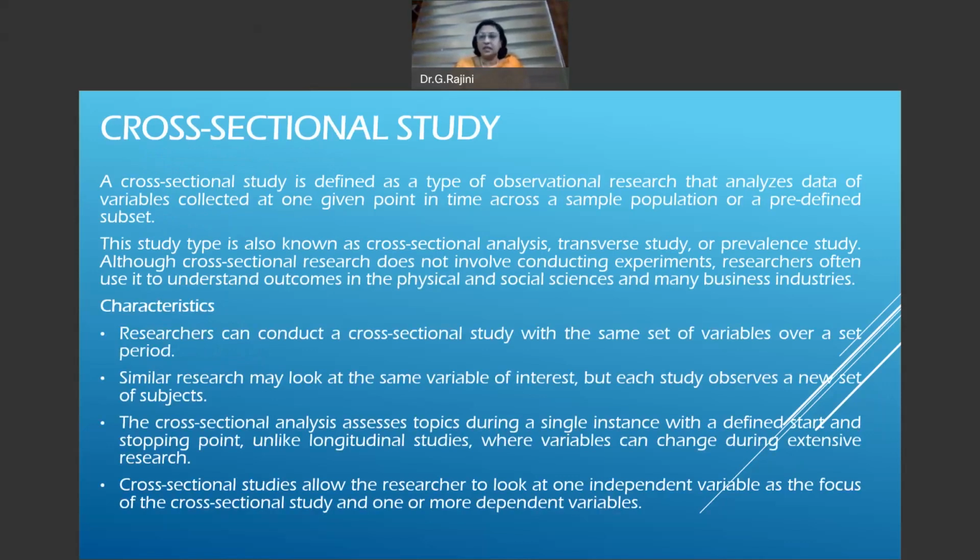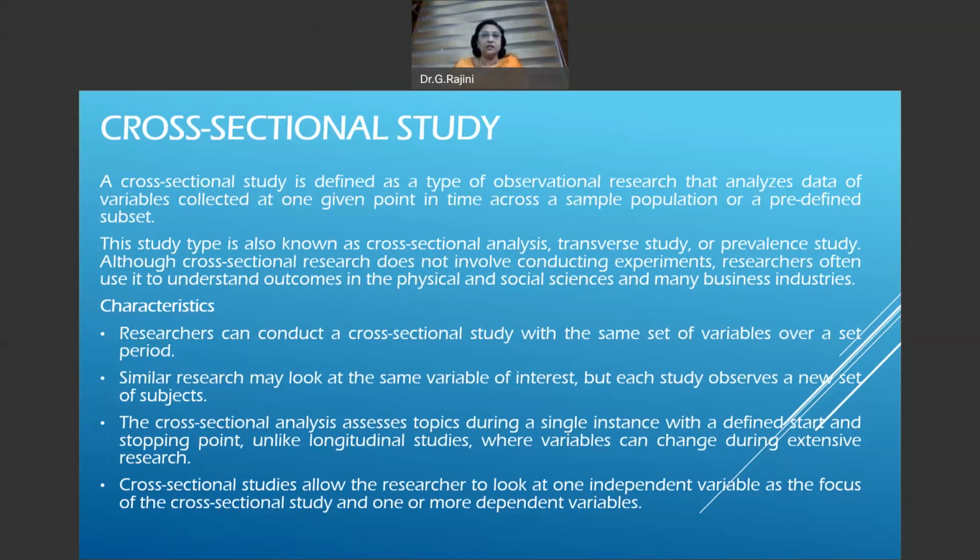Starting with the cross-sectional study, we will be looking into the merits, demerits, and the characteristics of the different types one by one. A cross-sectional study is defined as a type of observational research that analyzes data of variables collected at a given point of time across a sample population or a predefined subset. This study type is also known as cross-sectional analysis, transfer study, or prevalence study.